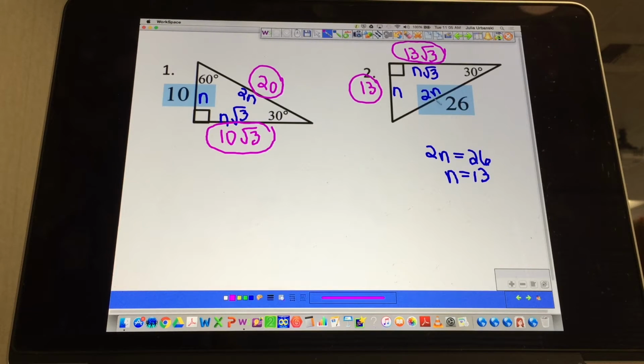These blue numbers are just the rule that you have to memorize and write. Is n always going to be on that? It's always going to be on the opposite from 30. That's how you know where the n goes. Find your 30 first, and then go across from it.